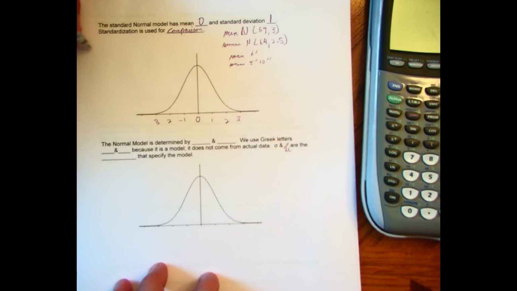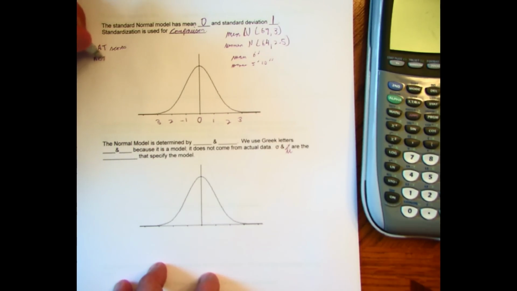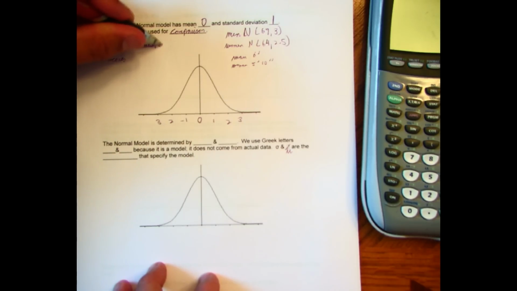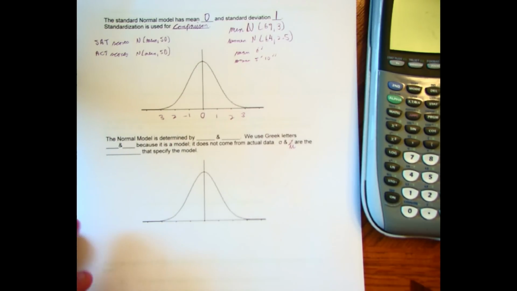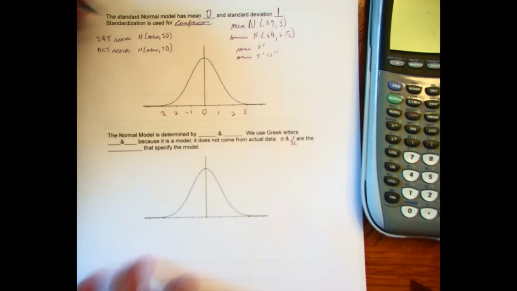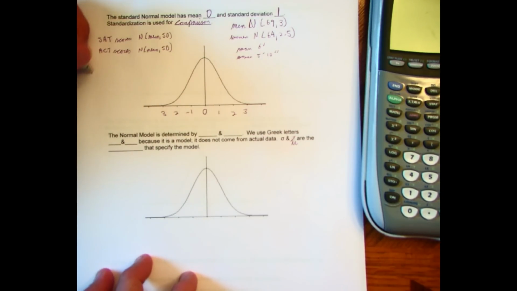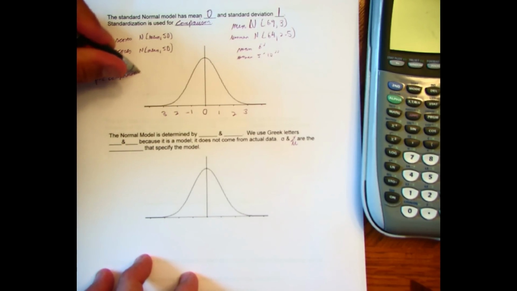So it allows us to compare unlike things on a normal model. You can compare SAT scores with ACT scores, as long as you know the mean and the standard deviation. Okay, so it allows us to compare things and put things on the same scale. That's the whole point of using a standard normal model. It allows us to put things on the same scale for comparison. Okay?